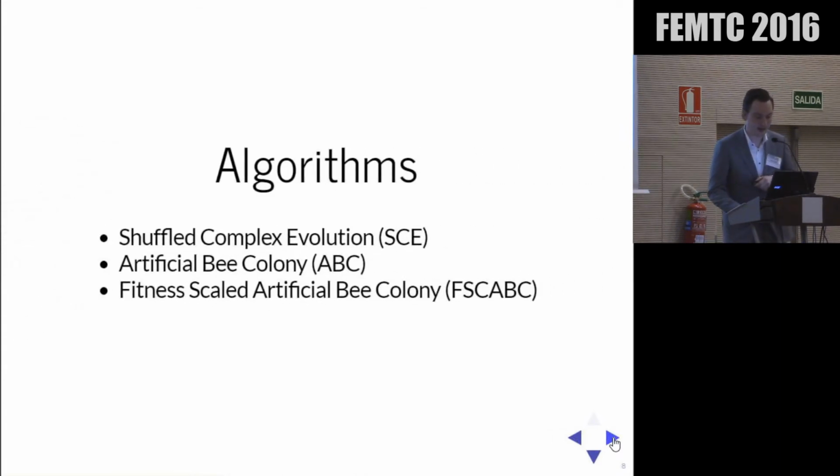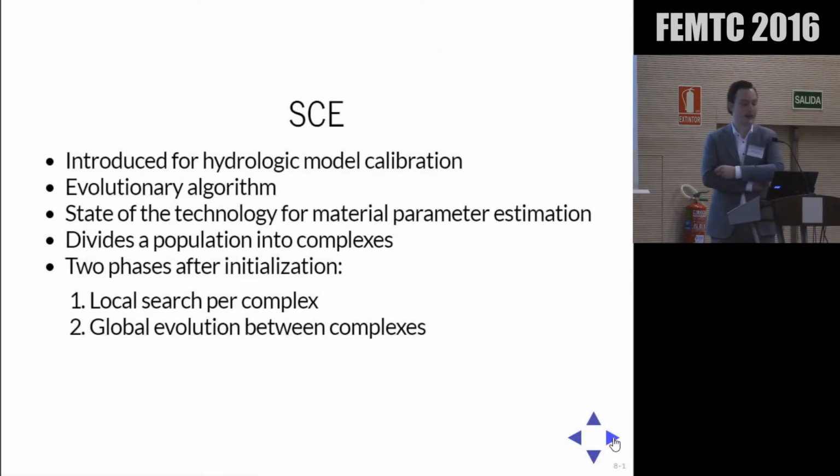So let's come to the algorithms. We have here shuffled complex evolution, SCE, an artificial bee colony algorithm, ABC, and then a fitness scaled artificial bee colony algorithm, FSCABC. The SCE was introduced for hydrologic model calibration. It's an evolutionary algorithm. It's the state of the technology for material parameter estimation. It divides the population into complexes, and these complexes are for a local search, and there is a global evolution between the complexes. This is something specific, you don't have to get it now.